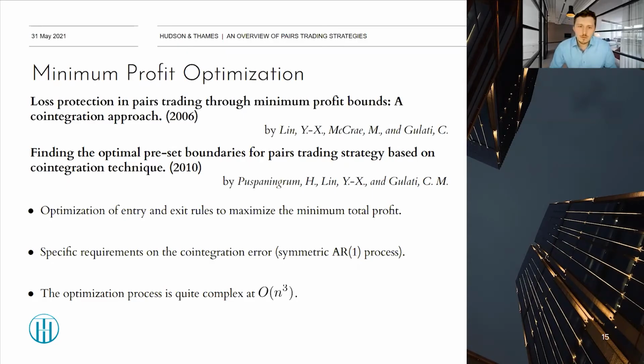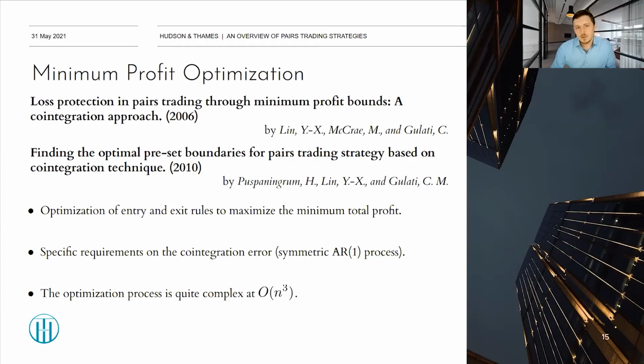To briefly describe how it works, we have a testing period or training period, however you would call this, and we observe a process of spread, and then based on how it behaves, we can set optimal levels to enter or exit the strategy, and we would try to get the maximum expected minimum value that we can get out of the trade.